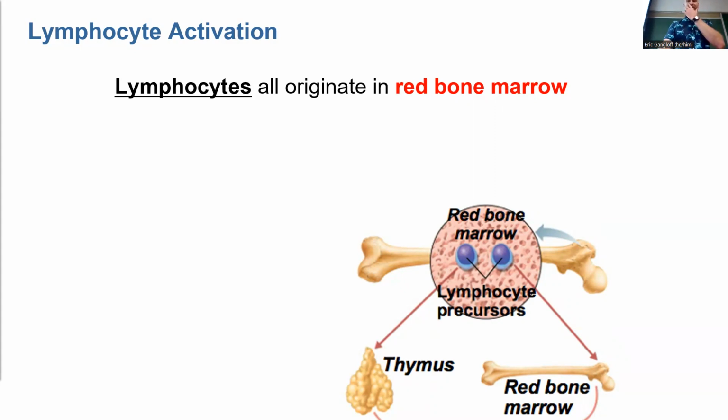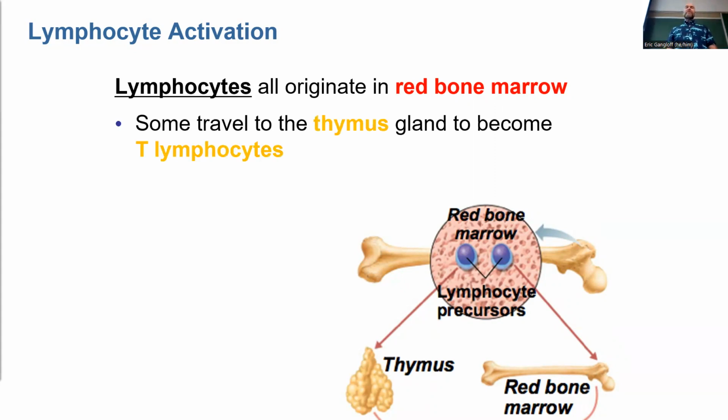Now, all of those lymphocytes originate there. Some of them then circulate through the bloodstream and travel to the thymus, where they become T lymphocytes. T standing for thymus. So remember, easy association: T lymphocytes originate in bone marrow and then travel to the thymus, where they mature.